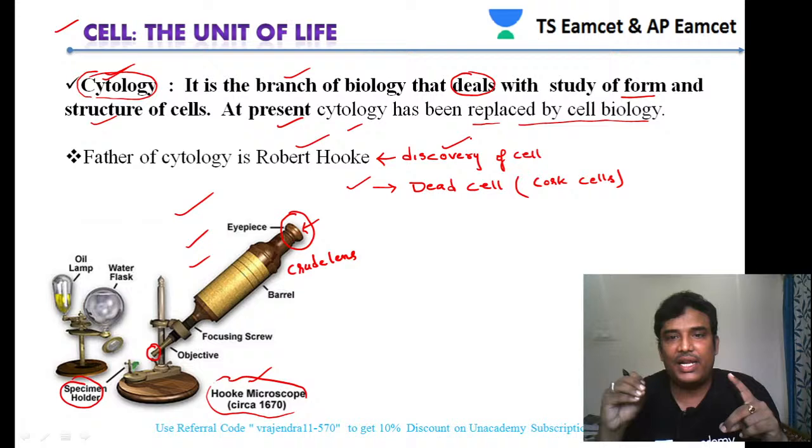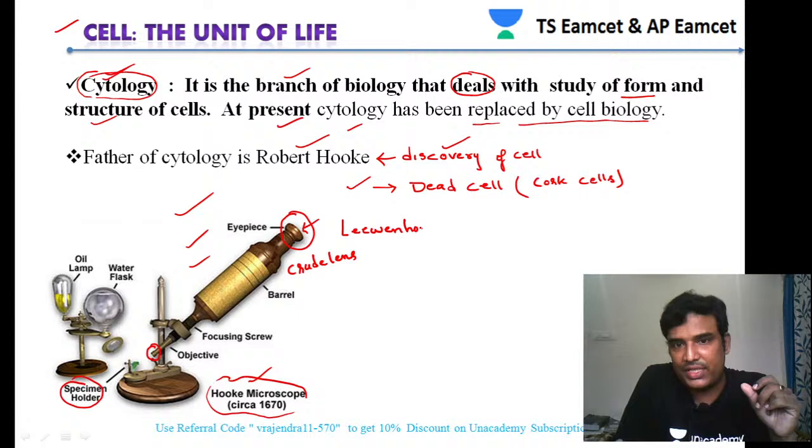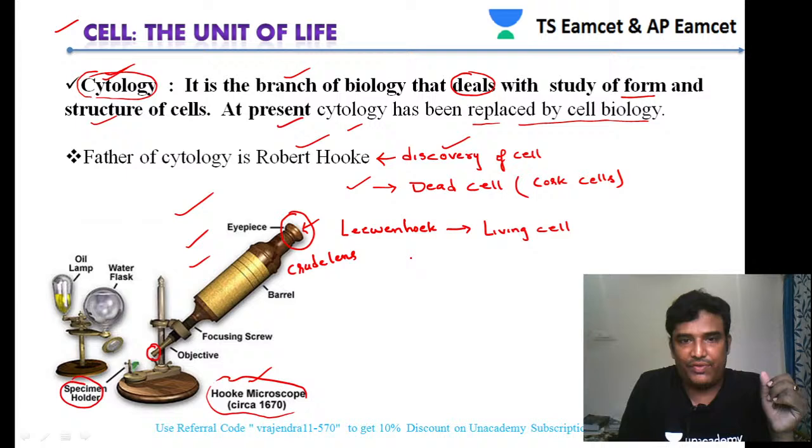But the living cell was first discovered by Leeuwenhoek. Another scientist is called Leeuwenhoek. He discovered the cell in a living cell. The living cell was first discovered by Anton von Leeuwenhoek. From which type of cells? He identified the living cells from stored rainwater.